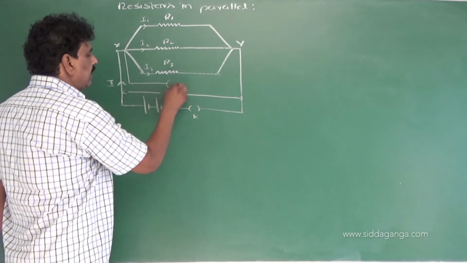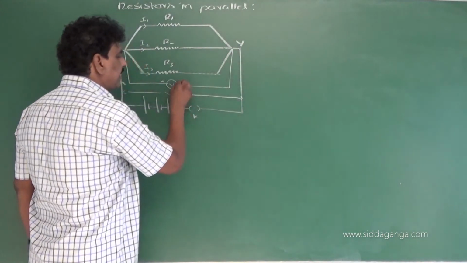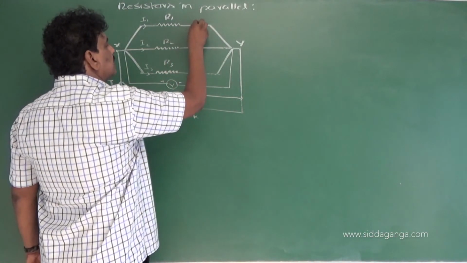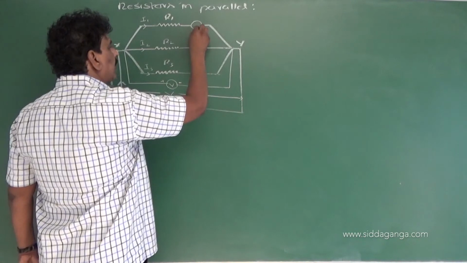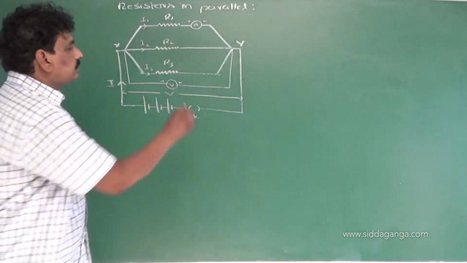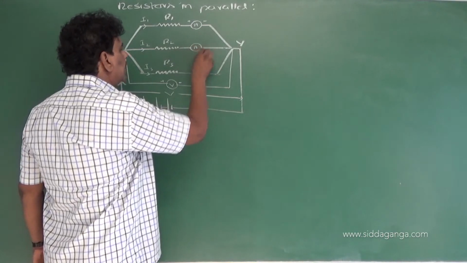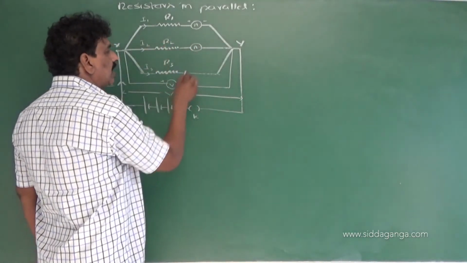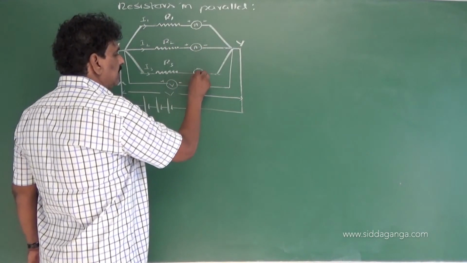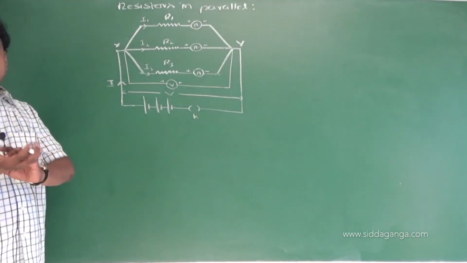Here if we connect a voltmeter, that voltmeter measures potential difference across each one. Here we will use an ammeter that measures current I1. The second ammeter connected between X and Y to R2 measures I2, and the third ammeter measures the current I3.